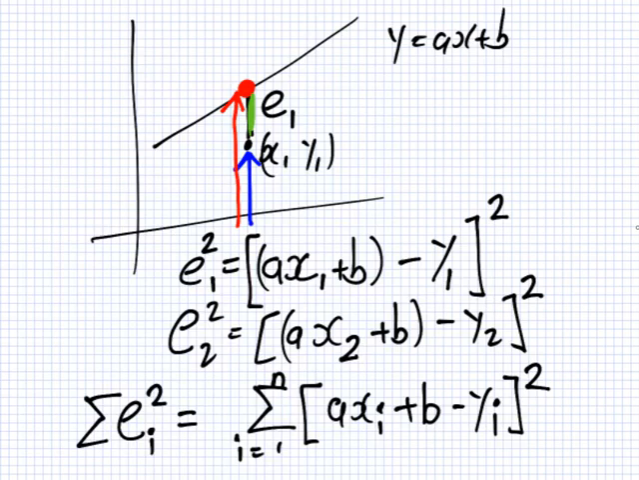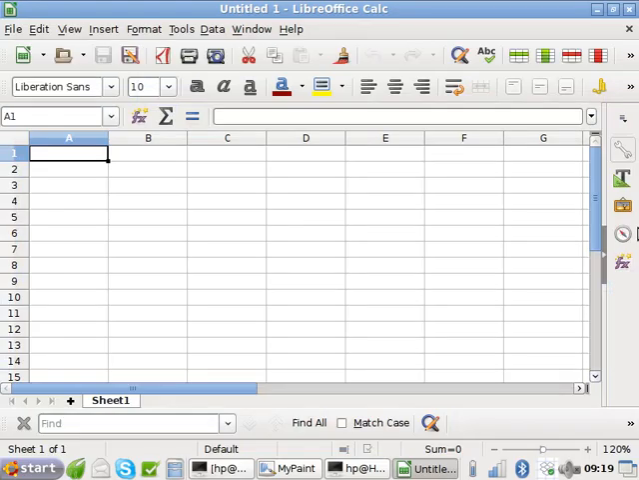So when we want to find the A and the B, what are we trying to do to this? What's our goal here? What am I trying to make here? What do I want this to be? Do I want this to be big? No. What do I want? I want this to be small.